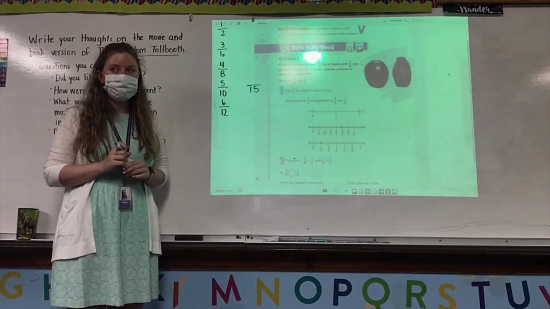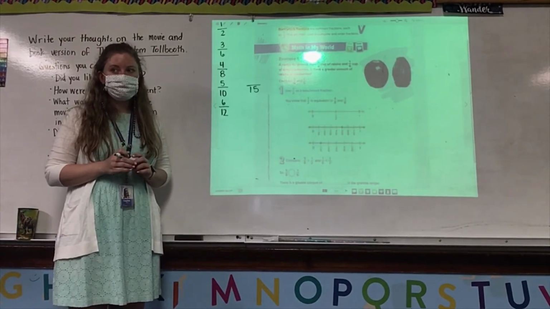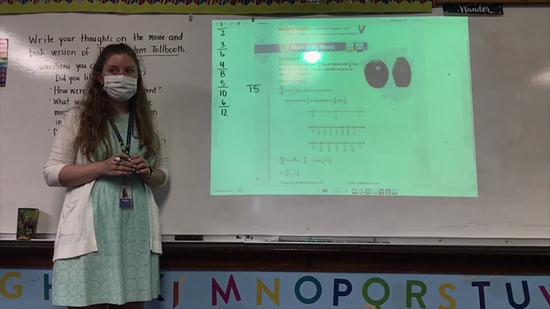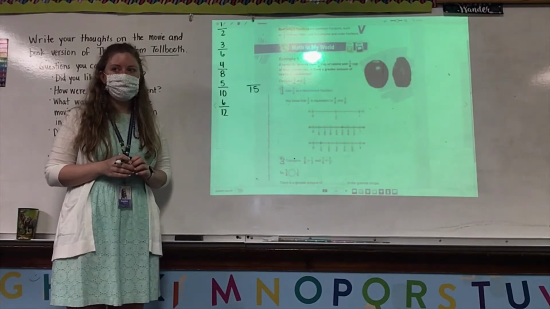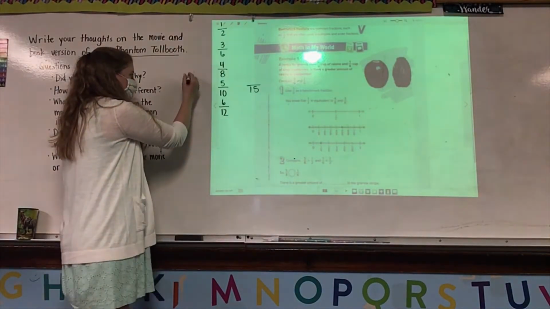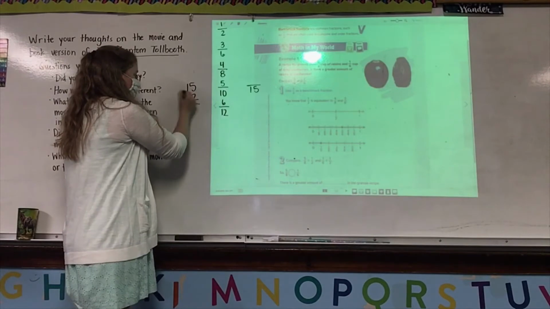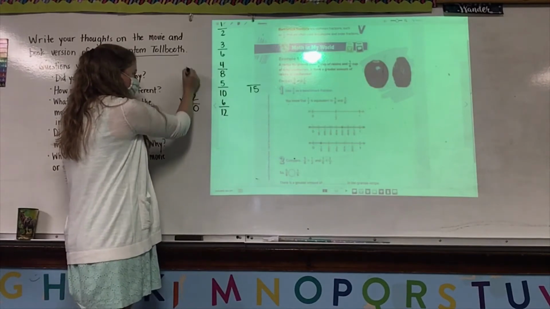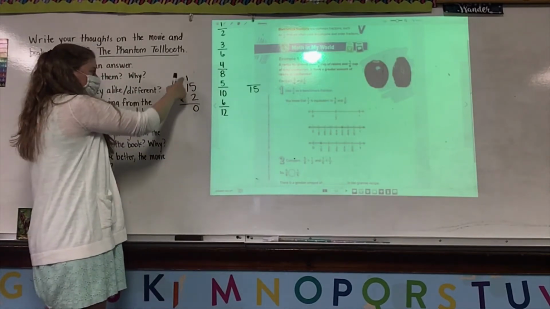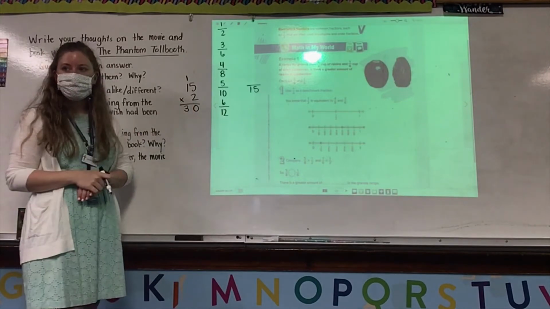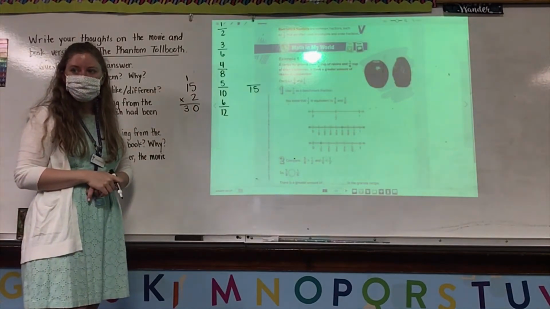Cullen? Because 2 is even, and you can't multiply odd numbers by 2. I can multiply 15 times 2. 2 times 5 is 10. Regroup the 1. 2 times 1 is 2, plus 1 is 3. I can multiply odd numbers by 2.